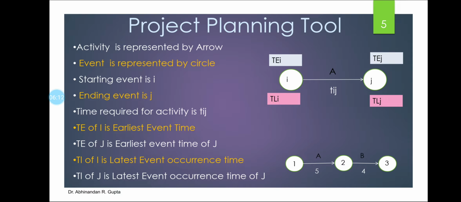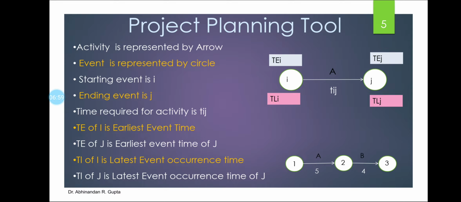You can see in the figure below, there are 2 activities, activity A and B. Activity A starts at event number 1 and completes at event number 2. 5 is the duration required for activity A. B activity follows A. We can also say that the predecessor of B is A, or that B is the successor activity of A. So the B activity will start from event 2 and end at event number 3. The duration required for activity B is 4.